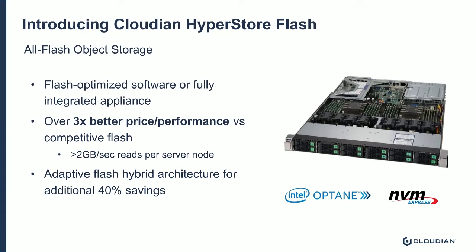On the raw speed, you are going to get greater than 2 gigabytes per second per node, right? But what does that mean? Does it work from a technology perspective? Is it flash optimized? Does it have this adaptive flash hybrid architecture that can further improve your TCO savings? And is that platform ready with the latest technology in Optane NVMe so that it can deliver this value through the software layer back into the application? And this is why Cloudian HyperStore flash solutions are very unique and what value we bring. And we'll go into a little bit more detail about this.